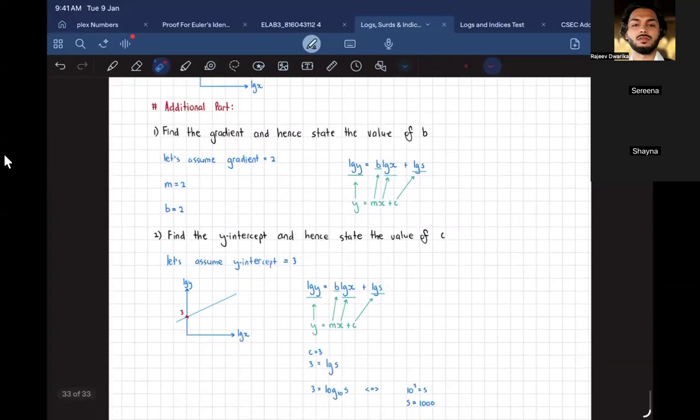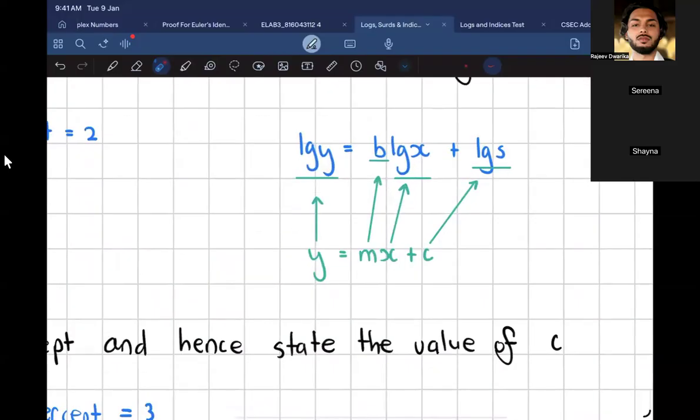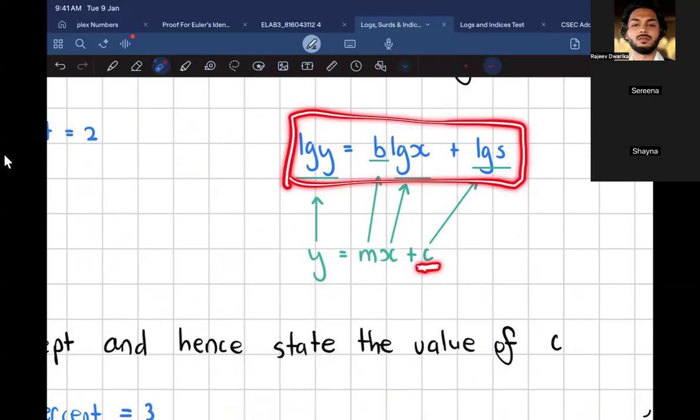All right. Now this is a bit confusing, but Shina, what is equivalent to the y-intercept in this equation? Tell me. Sorry, C. All right, so C is equal to what in this equation we came up with?